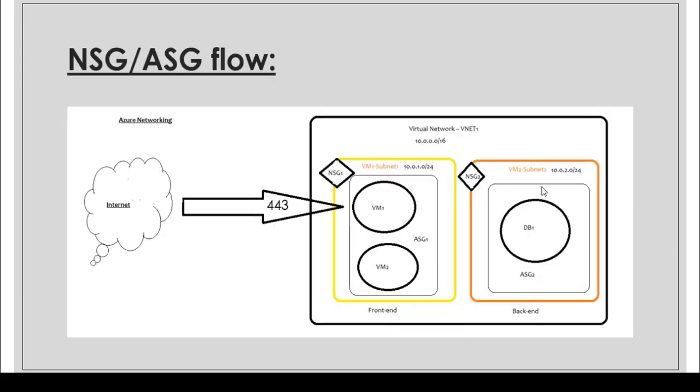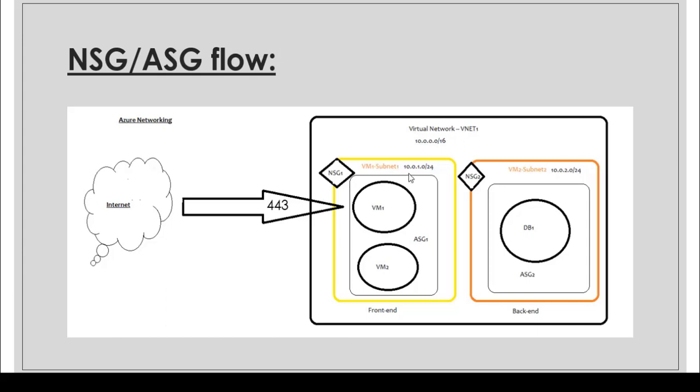Okay, let's understand this flow. On the left hand side, I have the internet. So people are trying to connect from the internet on this 443 port to my virtual network. This big rectangle box is your virtual network. In this virtual network, I have two subnets created.